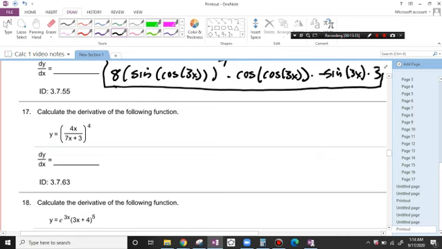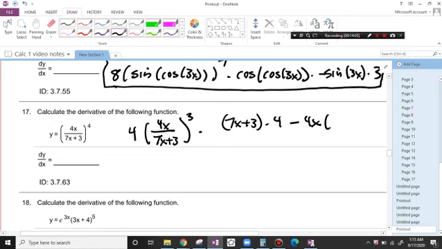Here we're going to just do this carefully. This is going to be a chain rule with a quotient rule inside, so it's going to be 4 times 4x over 7x plus 3 raised to the 3rd power times the derivative of the inside, which requires the quotient rule. So then it's going to be 7x plus 3 v times the derivative of u minus u times the derivative of v all over v squared.